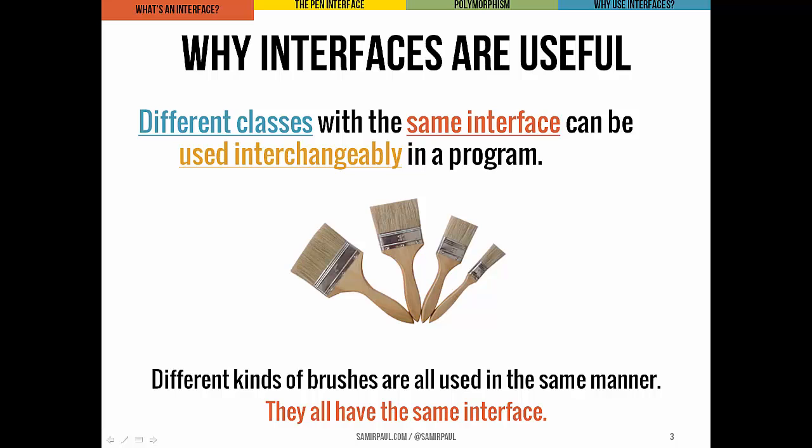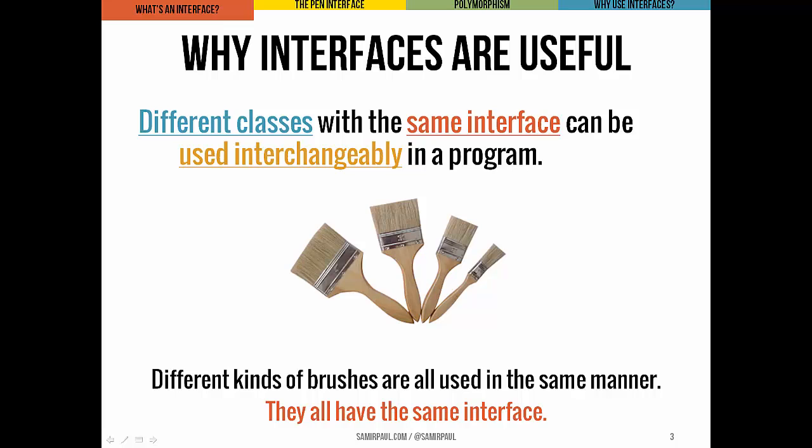A good example of this is if you're painting a house. You use little, tiny, delicate brushes to paint around windows and doors, and then you use big, coarse brushes like the one on the left to paint big, vast expanses on the wall. But really, you're using these different types of brushes all in the same way. You dip them all in paint, and you wiggle them all backward and forward on whatever you're painting. In other words, they have the same interface.